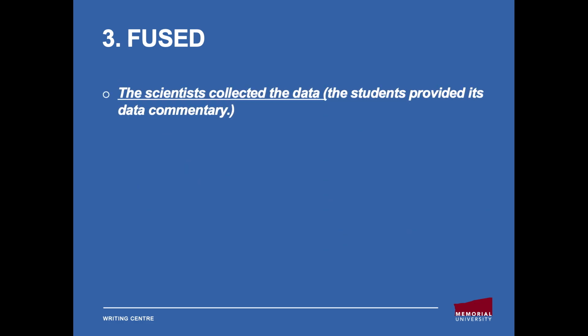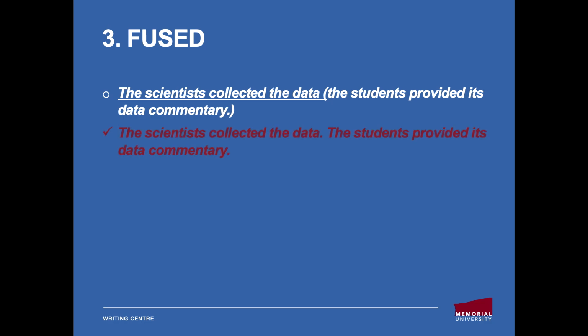Let's look at our first example again more closely. We have two subjects in this sentence, the scientists and the students. We have two main verbs, collected and provided. And these two independent clauses are fused. No punctuation is present. No transitional device is establishing a relationship between the clauses. And we have several options to fix this fused error.